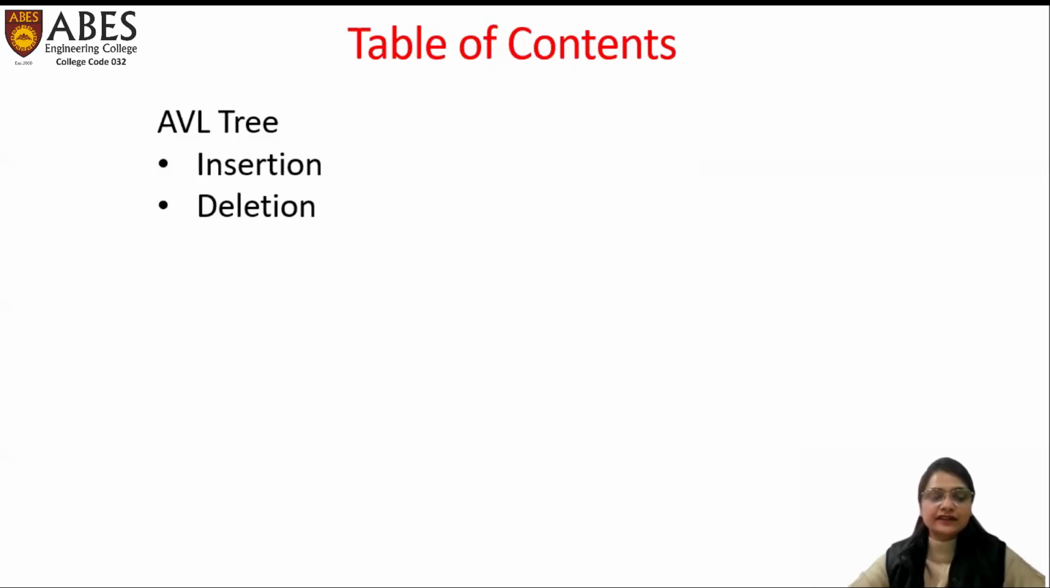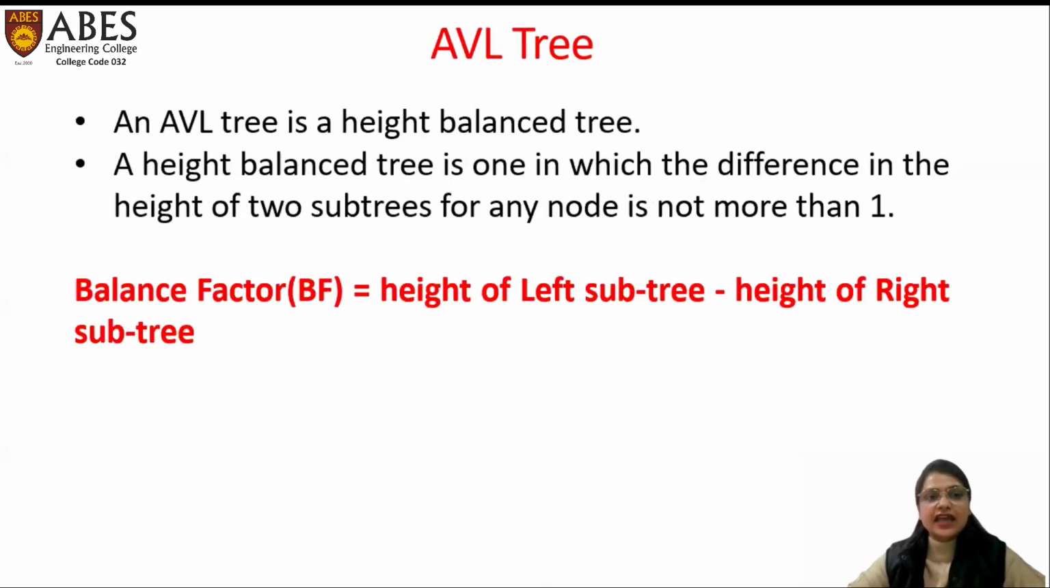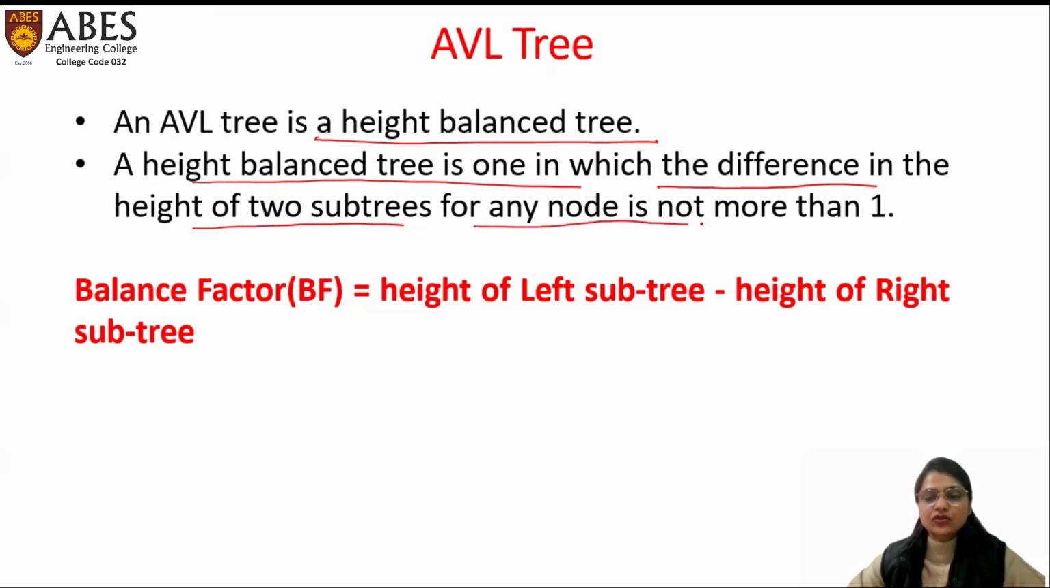First of all, we will understand what we mean by an AVL tree, or how we can define an AVL tree. An AVL tree is a height balanced tree. What is the meaning of a height balanced tree? A height balanced tree is one in which the difference between the heights of the two subtrees, the left subtree and the right subtree, for any particular node is not more than 1.